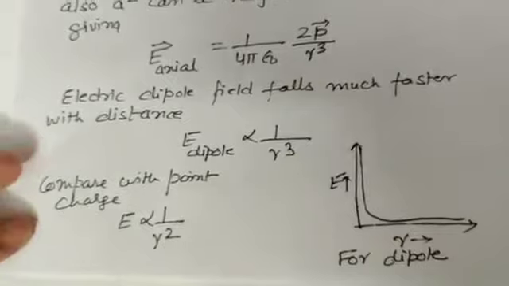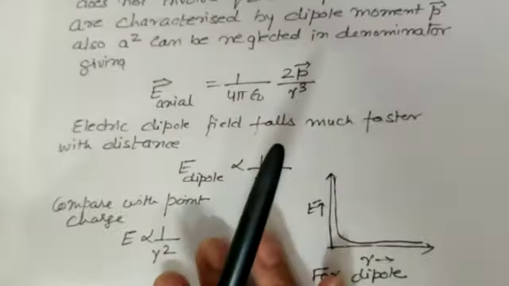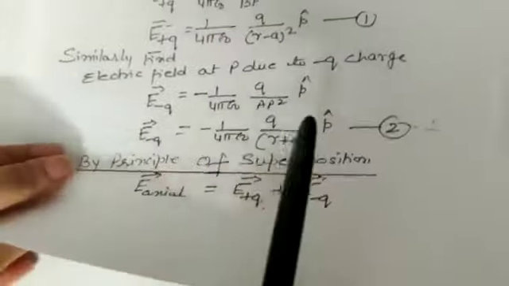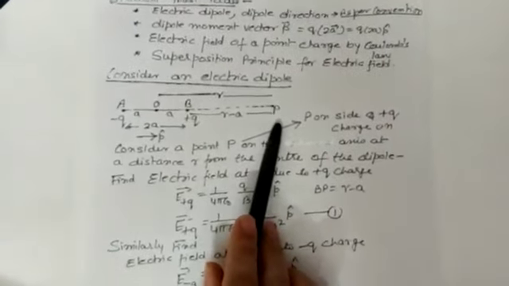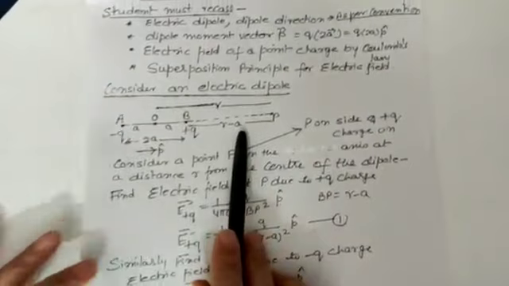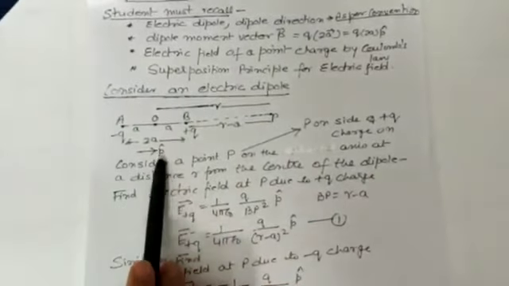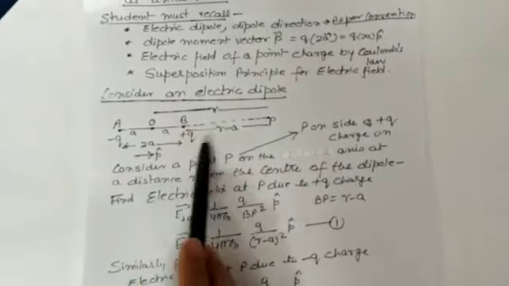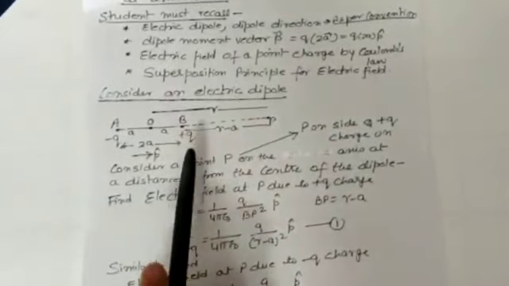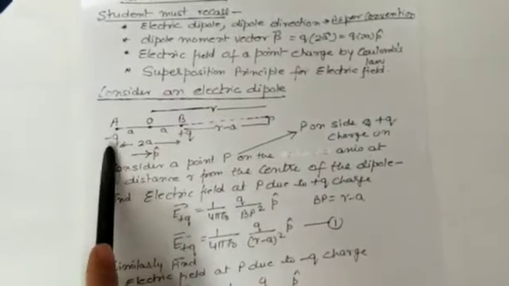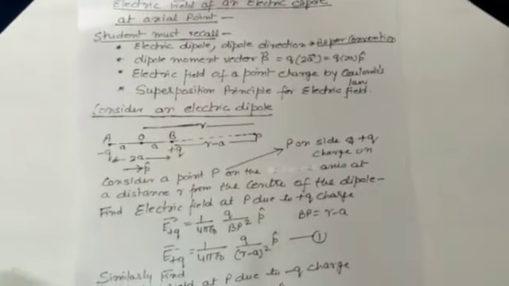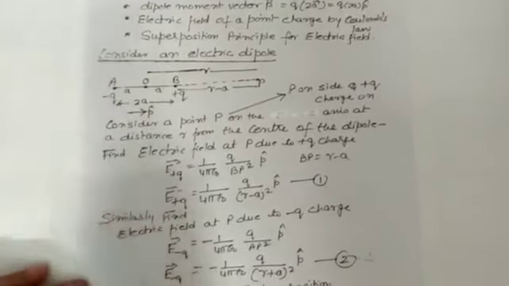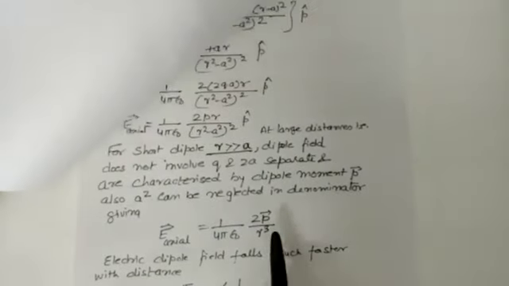Now we will talk about some important points. Children, we have taken the point P on the positive side of the plus Q charge. This is for convenience because it will be in the direction of p vector, so calculations will be much easier. However, one can take point P on the side of the negative charge also. In that case also, your electric field will come out parallel to the p vector only, with the same value.